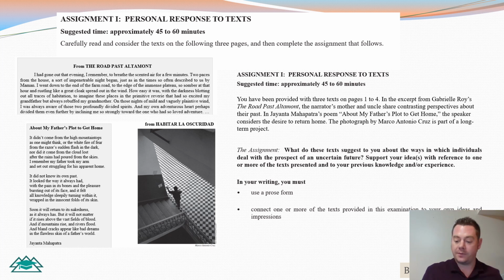And then you'll see that we've got this topic. What do these texts suggest to you about the ways in which individuals deal with the prospect of an uncertain future? So always looking at those first few words, we've got the ways in which style of topic. So this is about how might somebody deal with the prospect of an uncertain future, and what is important about how somebody might go about that. If I approach it in a particular way, maybe it'll have certain results, whereas if I had gone about it in a different fashion, it might have turned out very differently, right?